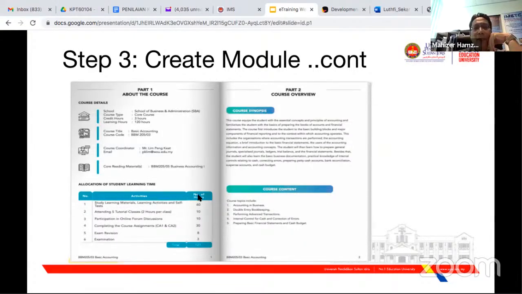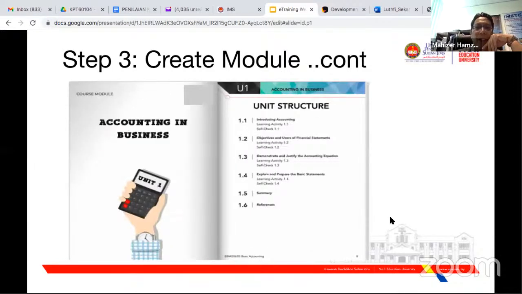And then the allocation of time. This is the allocation of student learning time. How many hours for this module? The total is about 100-something, 127 if I'm not mistaken, student learning time. And then the course overview, the one that I mentioned just now. But this is the unit structure.